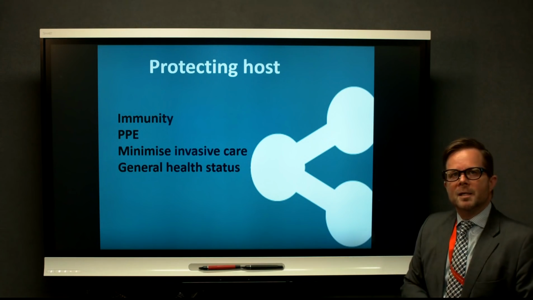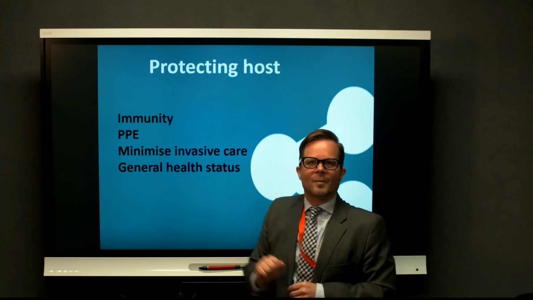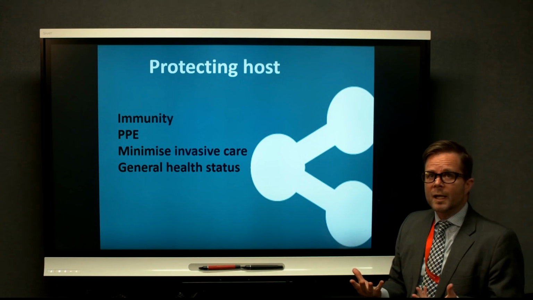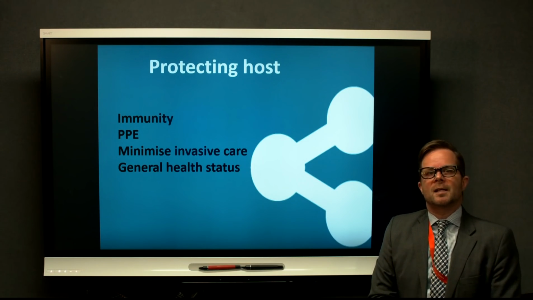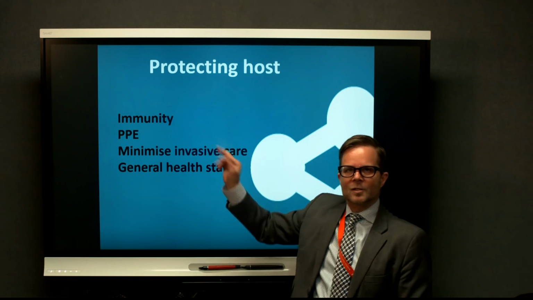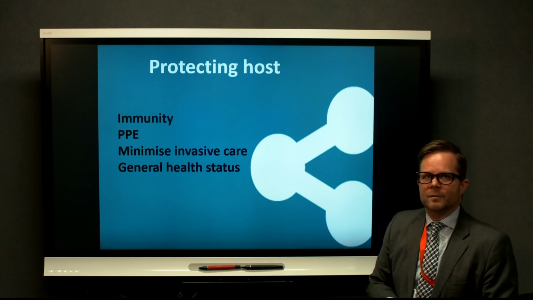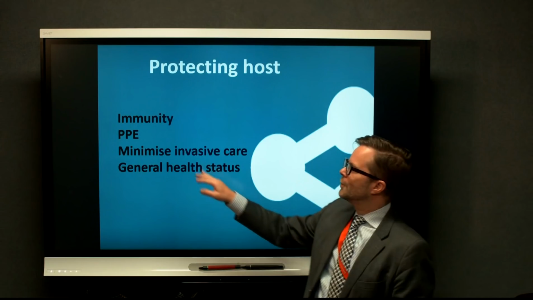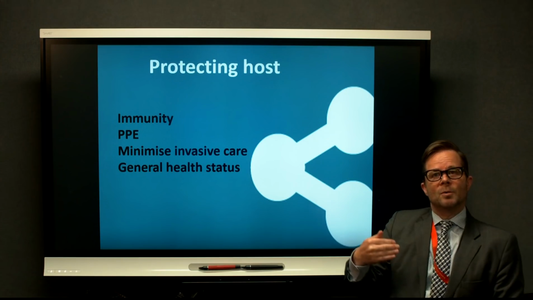And then the last element of those three is protecting the host. So one of our most important things is our immunity, because microorganisms will enter into our system or body, and so we need to ensure that our immune system is as effective as possible. And you can do things to your immune system through vaccination that actually make it more effective. Keeping fit and well and generally healthy yourself is also useful. We can protect ourselves, the host, through personal protective equipment, and we protect others.